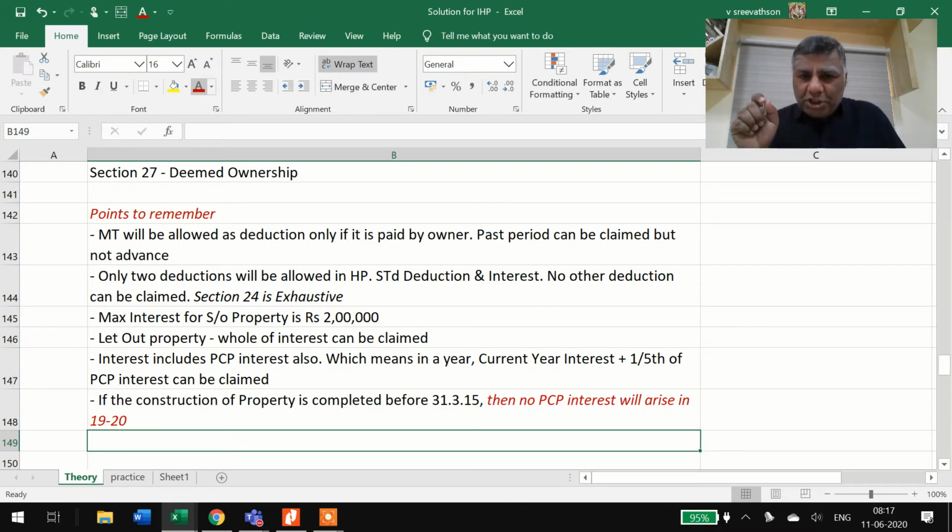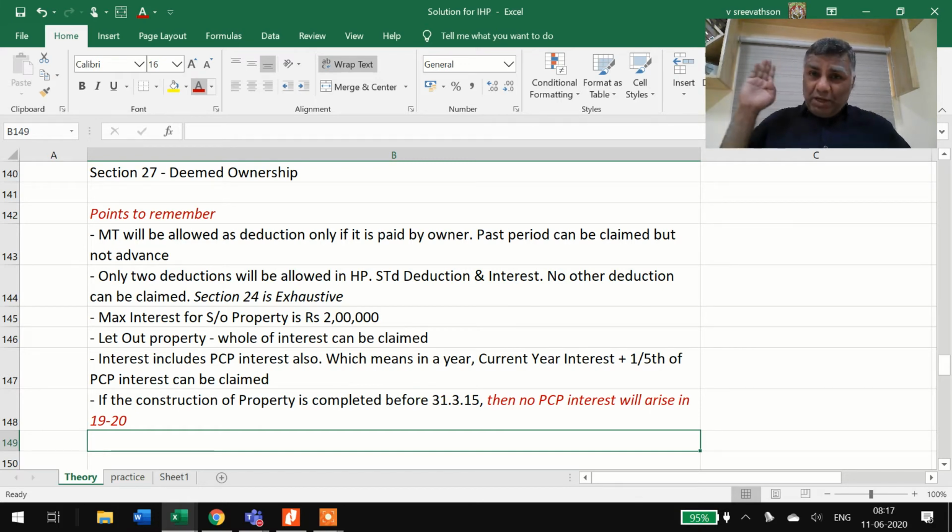If the construction is completed on or before 31/3/2015, what happens? 1415 becomes the first year. 1415, 1516, 1617, 1718, 1819. Already over 5 years, you will have current year interest, but you will not have any PCP interest. I am repeating, maximum 5 years only you can claim, 1/5 every year.